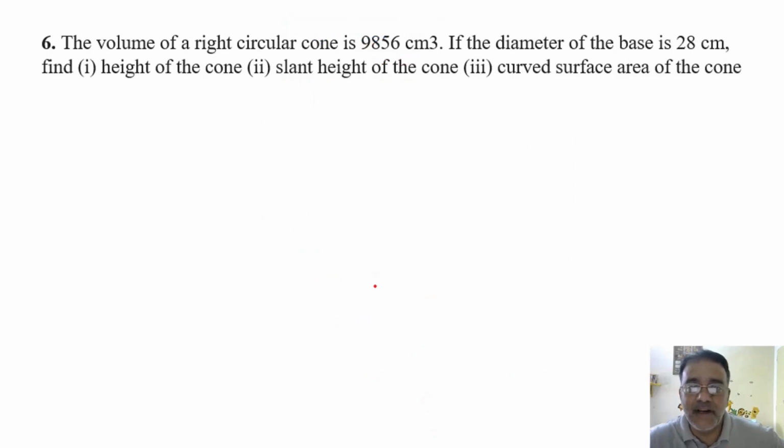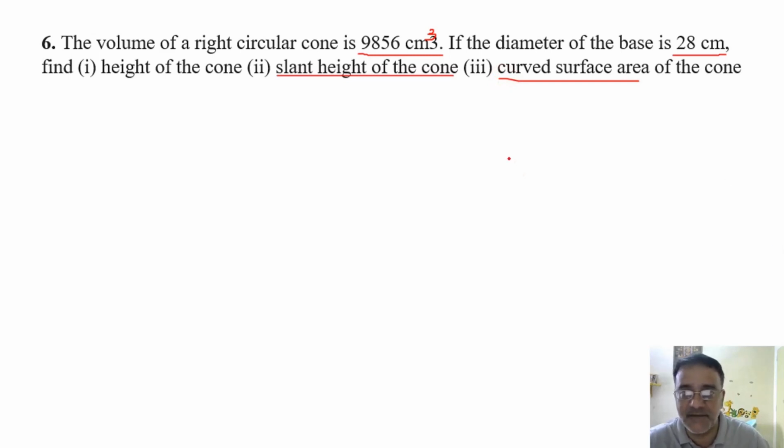The volume of a right circular cone is 9856 centimeter cube. This is cube, okay? If the diameter of the base is 28 centimeter, find the height of the cone. First we have to find, then slant height of the cone. After that we have to find curved surface area of the cone. So we'll find one by one.